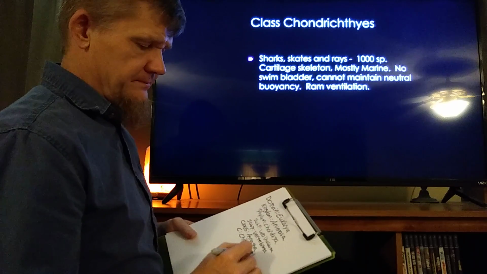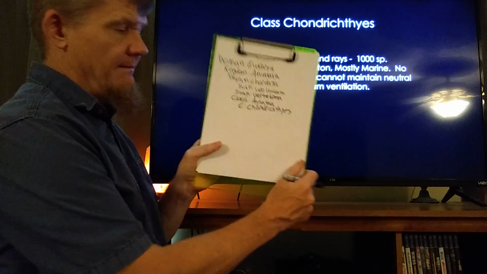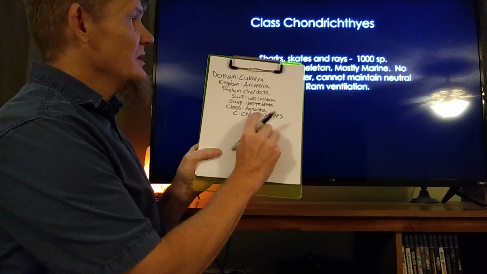Class Chondrichthyes. Remember, only about 120 species of agnathans. There's 1,000 species of cartilaginous fish. Lots more cartilaginous fishes than there are agnathans, jawless fishes. The cartilaginous fish are sharks, skates, and rays.